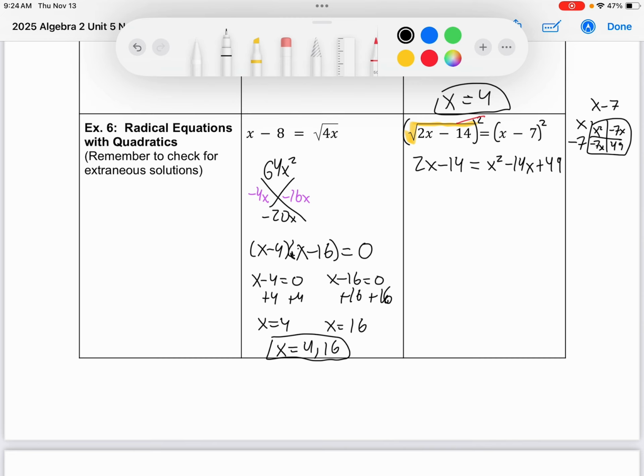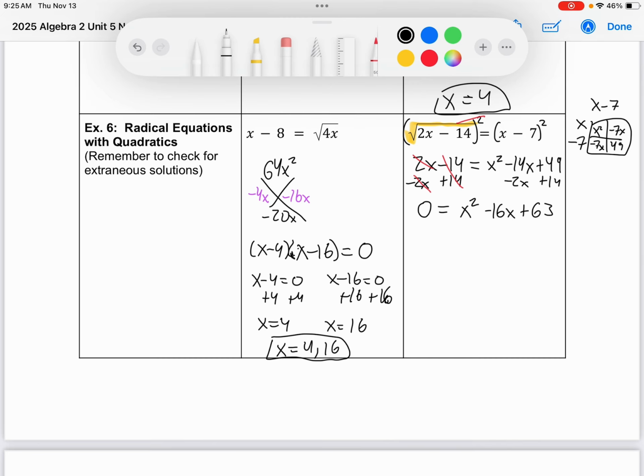We've got some other things over here that we need to move over before we can solve this quadratic. First I might add 14 with the 49 over here in order to eliminate the minus 14 over here. I could also subtract 2x from both sides in order to cancel out the 2x we have over here, leaving me 0 equals x squared, minus 14x minus 2x is negative 16x, and then 49 plus 14 is 63. So we have another quadratic that we can solve.